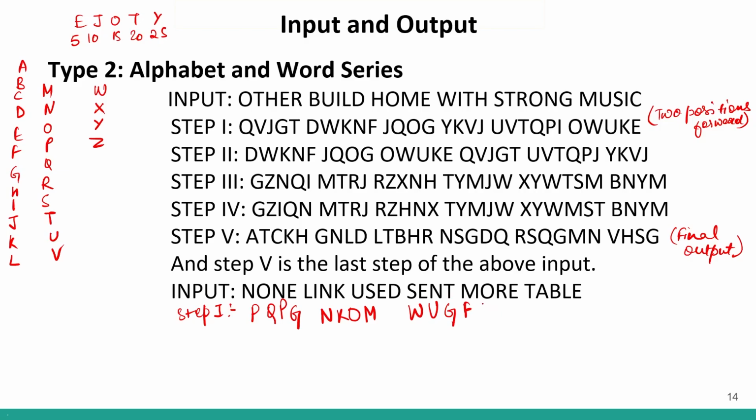Then sent. In sent, we will get U. E will become what? G. N will become P. And T will become V. Correct? Then more. So M will become O. O will become Q. R will become T. And E will become G again. Then T will become V. A will become C. B will become D. L will become N. And E will change to G. So we will get this.